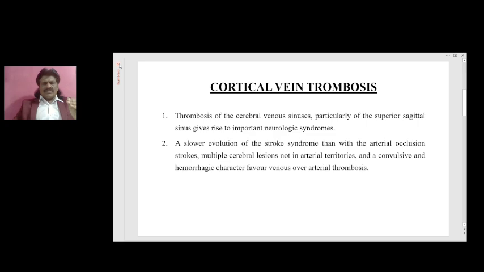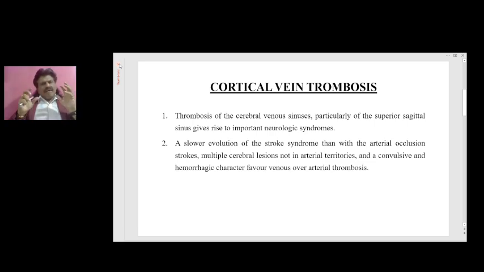Arterial occlusion strokes present suddenly. The patient suddenly develops a deficit. If that is the kind of clinical scenario you get, then it is highly suggestive of arterial thrombosis. But in cortical vein thrombosis, the evolution is slow. It is gradual. So a slower evolution of the stroke syndrome, if present, is highly suggestive of cortical vein thrombosis. Arterial thrombosis is sudden to occur, and in venous thrombosis, there is a slower evolution of stroke syndromes.